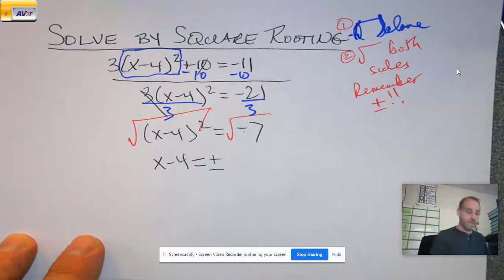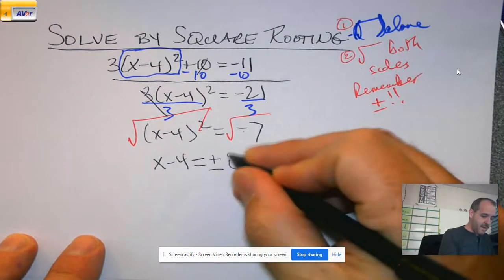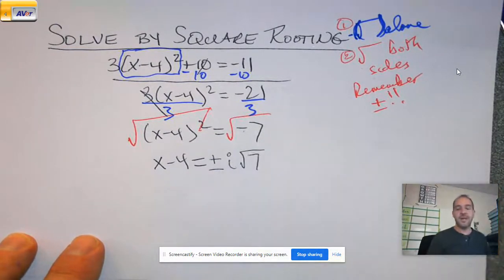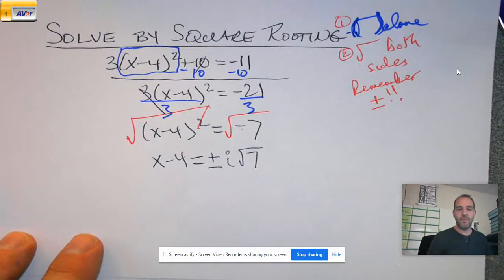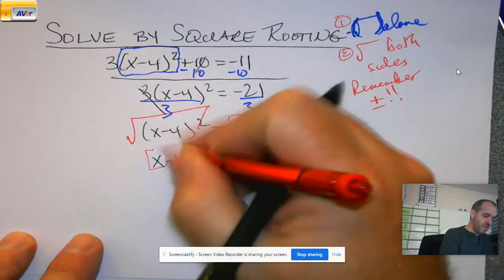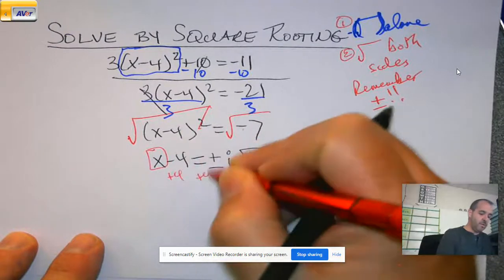Pull an i out. That's right. Pull an i out, which takes the negative out of our 7. Now, does 7 break down anymore? Nope. So my last job now to get x alone is to add the 4, but be careful.